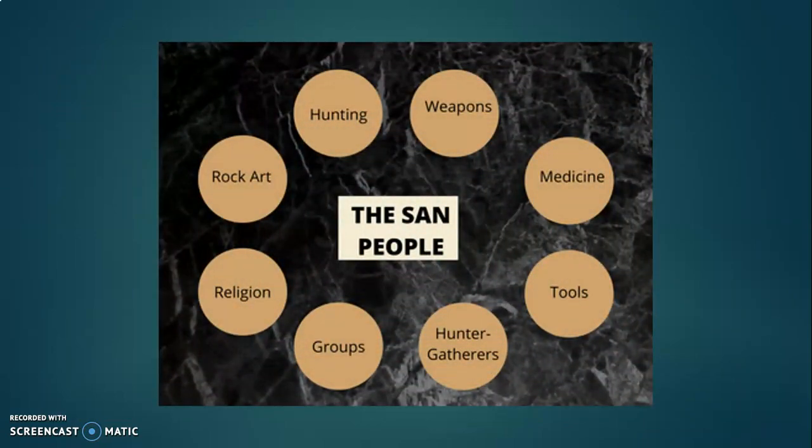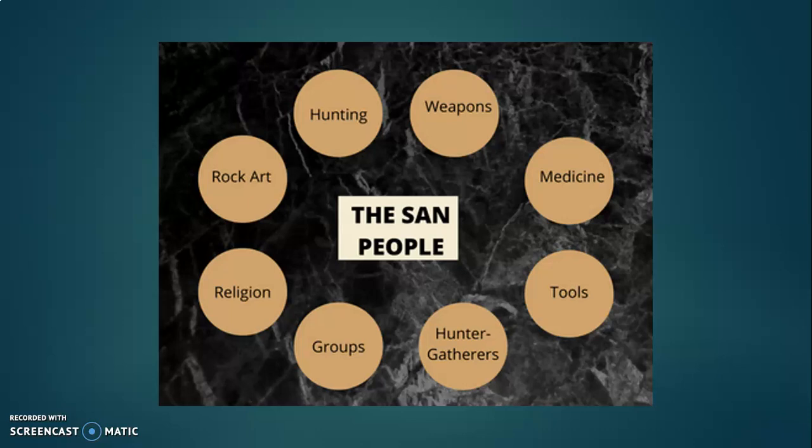Okay, here's my bubble diagram. You can see in the middle, it's the Sand people. And you can see there they have hunting. Okay, another one from the Sand people was weapons. And then you can see medicine, tools, hunter-gatherers, groups, religion, and rock art. We all know that the Sand people were very famous for their rock art. It's part of our heritage as South Africans, and it's many things that we've collected over the period of time and that we've discovered over a period of time.